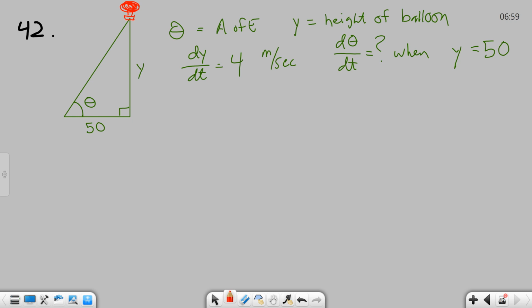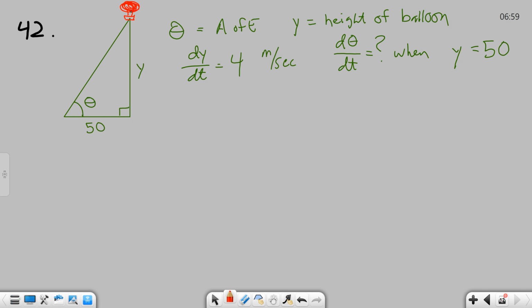The observer doesn't move. But as the balloon rises, the angle of elevation, which I defined as theta, is going to change. Okay, and we're wondering, what is that rate of change of theta when the balloon is at 50 meters? So what's our general equation?